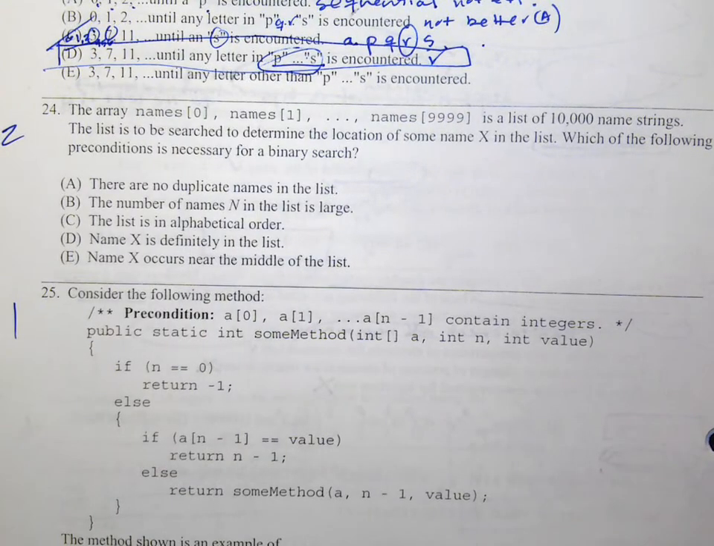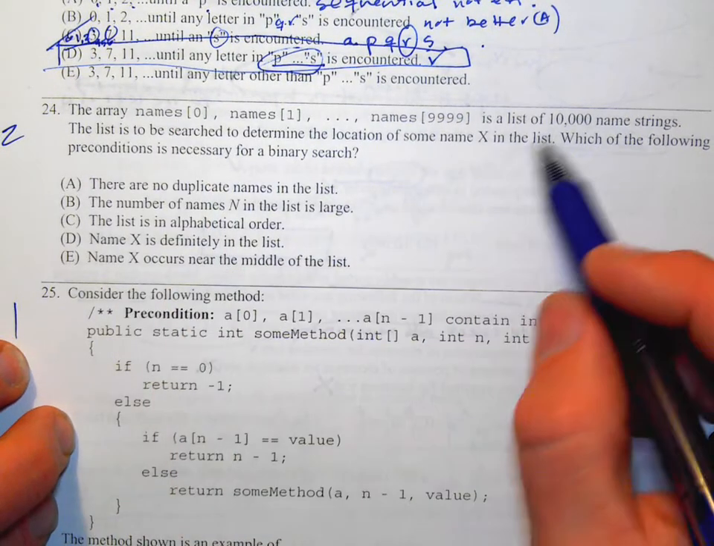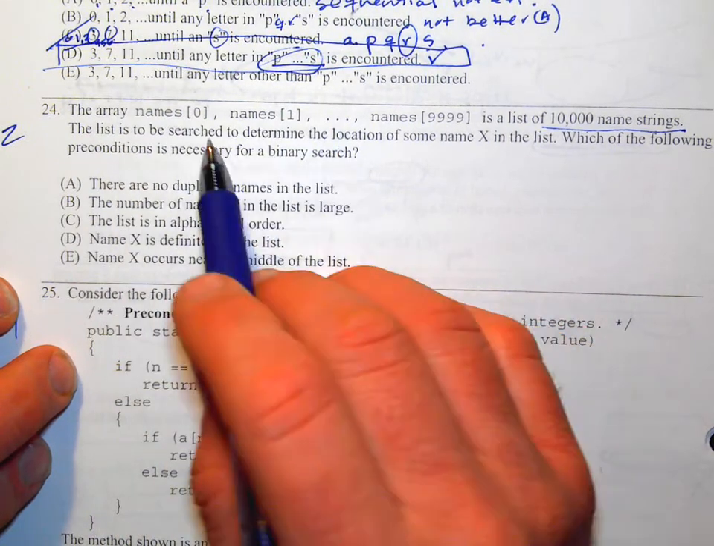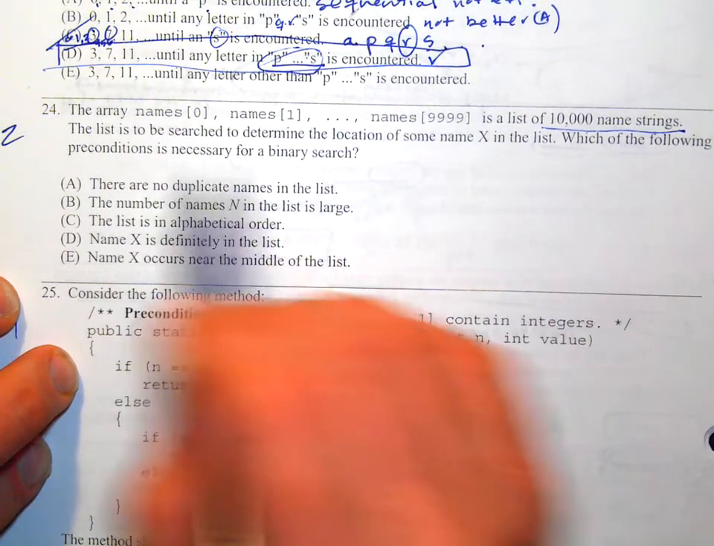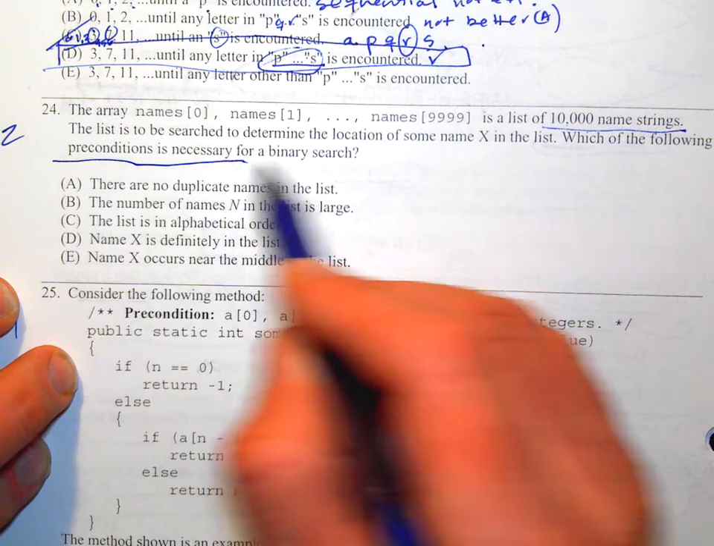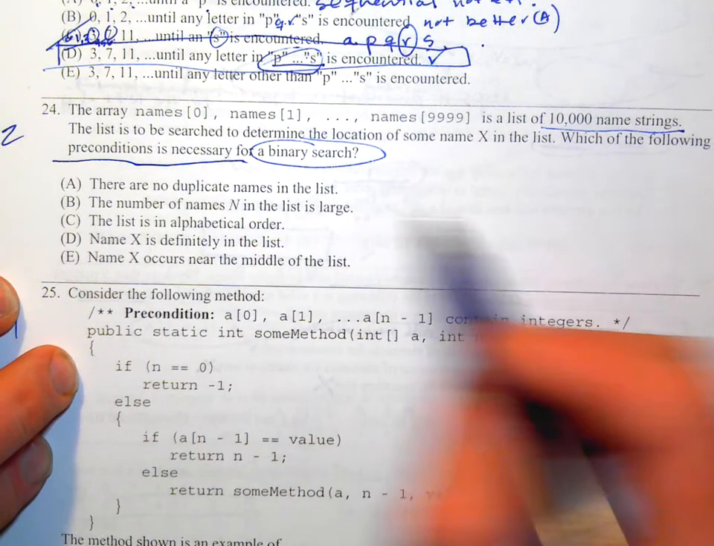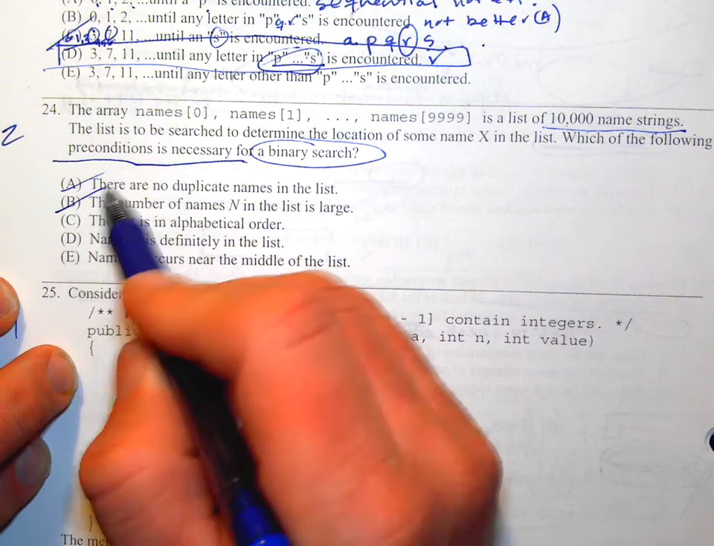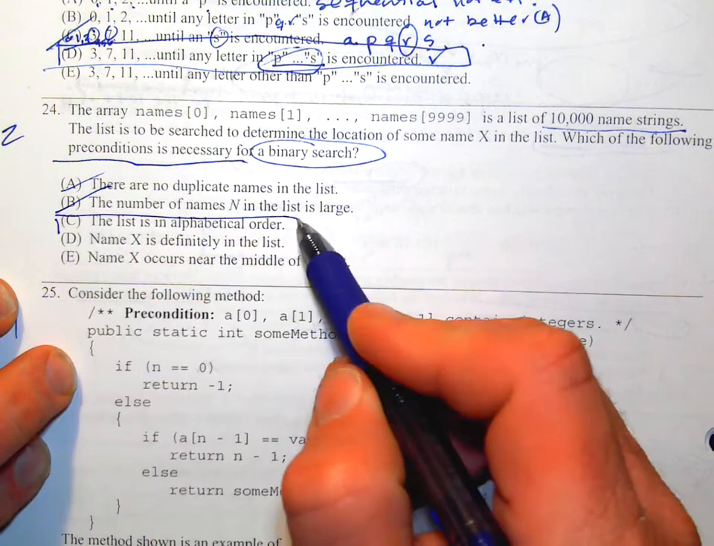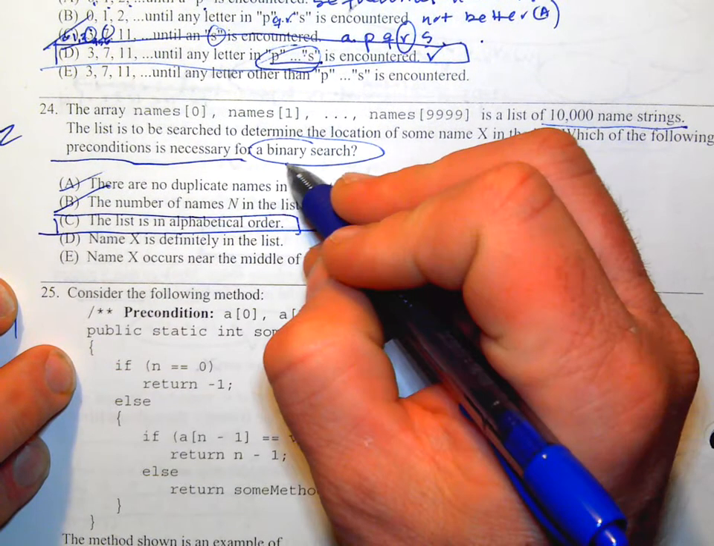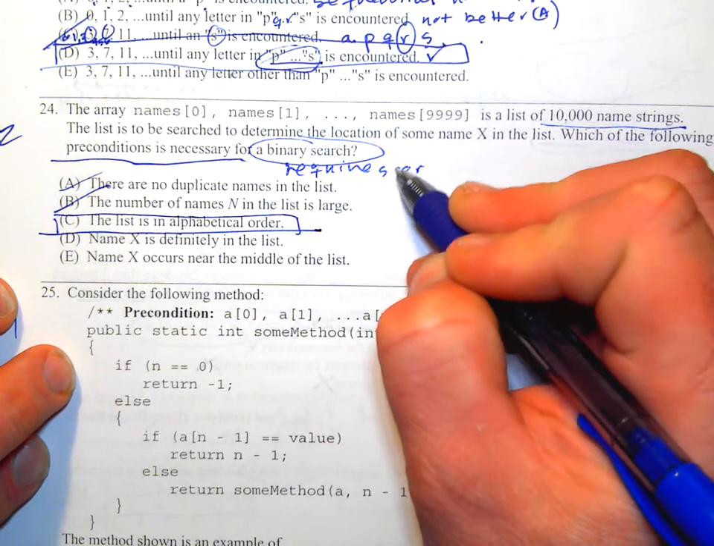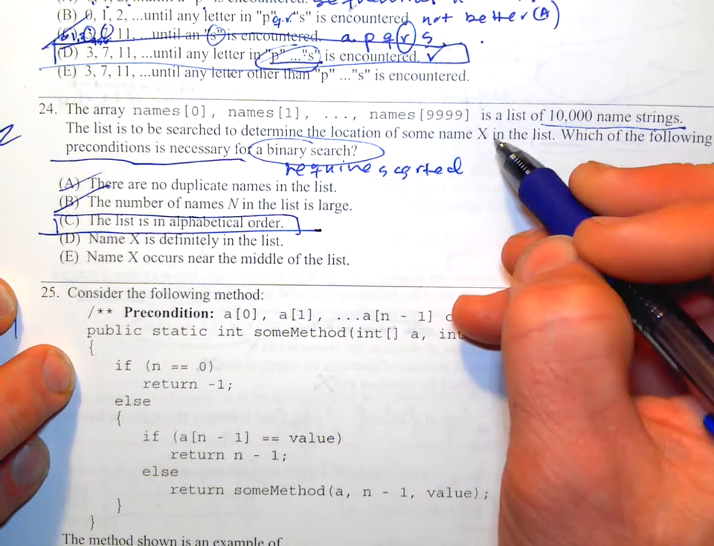24. The array names is a list of 10,000 name strings. The list is to be searched to determine the location of X. Which of the following preconditions is necessary for binary search? There are no duplicate names? No. Number of names in the list is large? Doesn't have to be. List has to be in order. Binary search requires that the list is sorted. If it's not, binary search doesn't work. Okay?